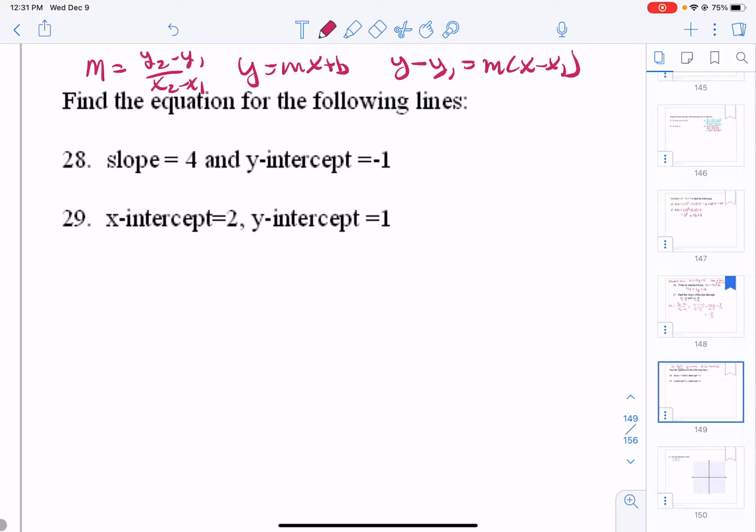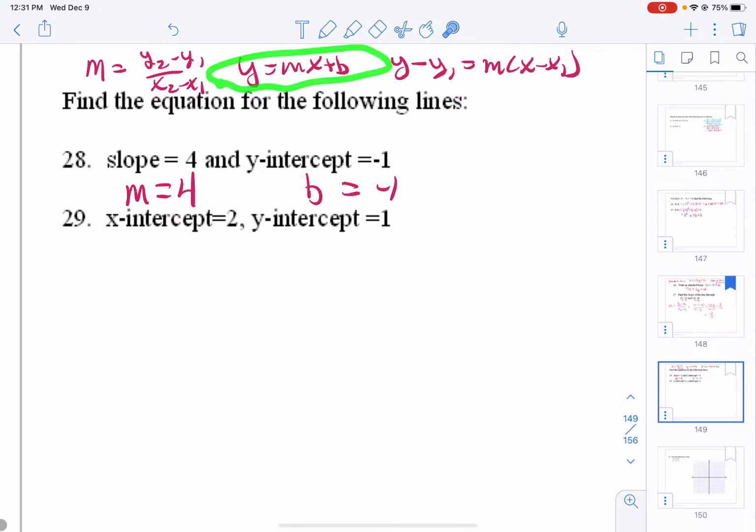Now let's start with 28. They have told us the m, because that's our slope. They have told us the b, because that's our y-intercept. The most effective thing to plug that into is slope-intercept form, because we can put our m value right there and our b value right there, and we got it. So the answer for this is y equals 4x minus 1. That's great when they tell us that.